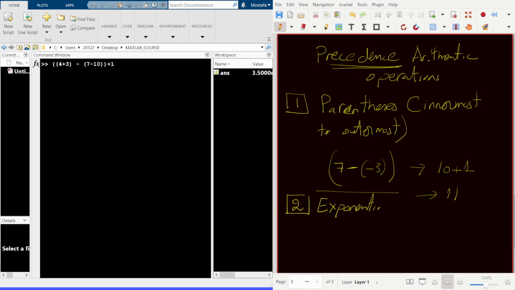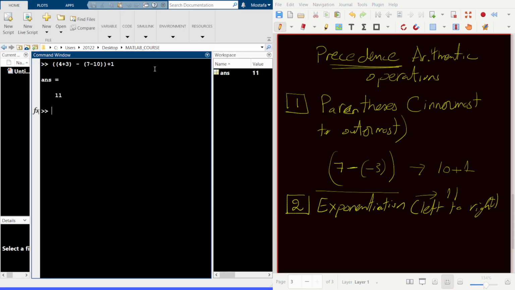Exponentiation has the second priority. And the way exponentiation works is that it actually goes from left to right. So to highlight this, let's actually give the answer here. To highlight this, I can, for example, discuss something like 2 raised to power 2 raised maybe to power 3.